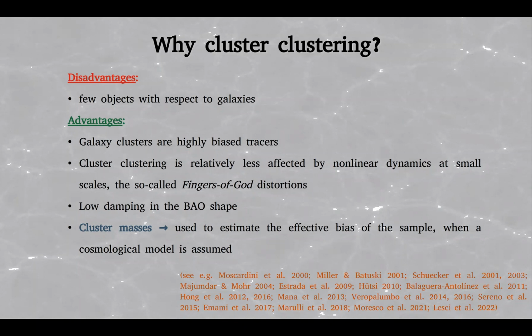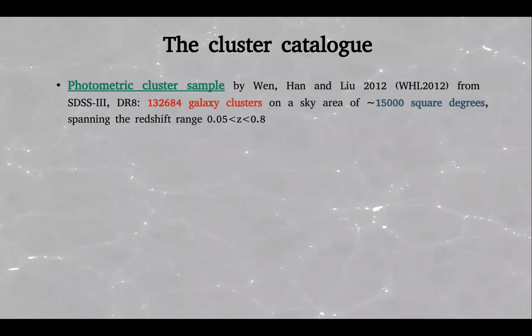And so in the past, this was not really possible or competitive, but now we have these big samples. And so it's something that we can try to do. And in fact, it's what we try to do. So we use this photometric cluster sample, clusters selected by these three authors in 2012, a very big sample of galaxy clusters. This is the number in about 15,000 square degrees of the sky and in this redshift range.